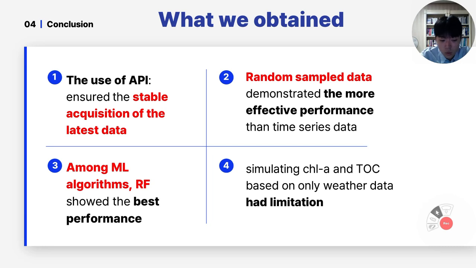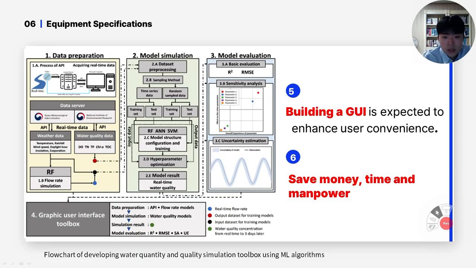And fourth, while most water quality variables exhibit reliable performance, simulating CHLA and TOC, total organic carbon, based on only weather data still had limitations. Building a GUI is expected to enhance user convenience. And lastly, this process can save manpower and be helpful to other diverse areas. And the graph on the left side is a flowchart of developing the water quantity and quality simulation toolbox using machine learning algorithms.